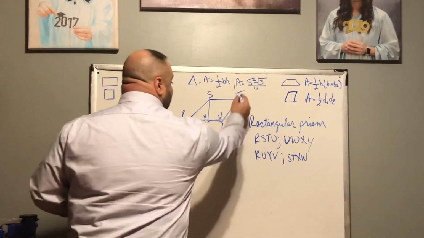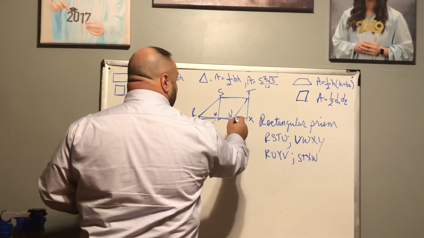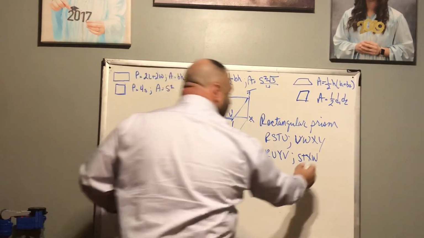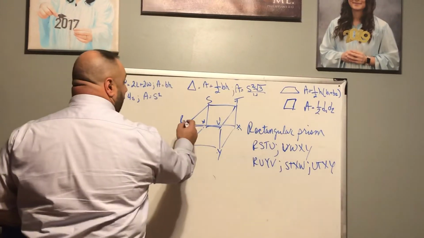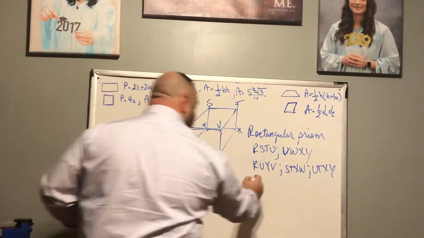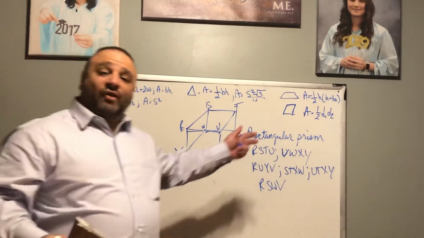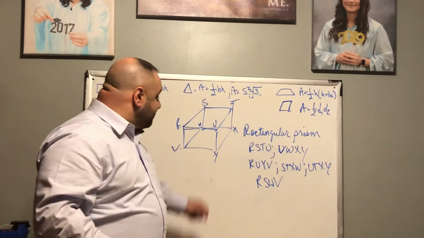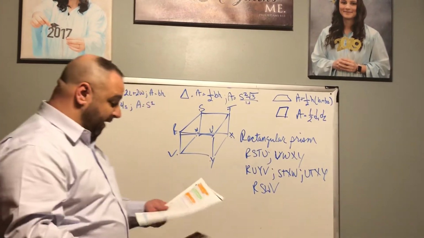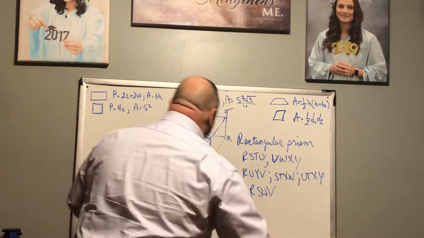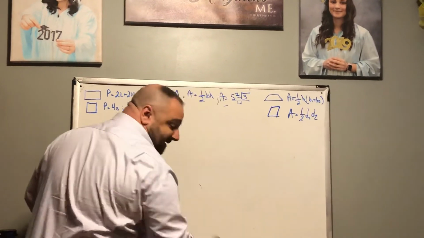Now let's look at this face here, okay? So we have the right and the left. So we'll go here again. We're going to go U, T, X, Y. And then the back, we're going to go R, S, W, V. So, rectangular prism, the bases are the top and the bottom, and then the lateral faces are what's going around. Let's look at number 3. Again, we're going to name a prism by its base.